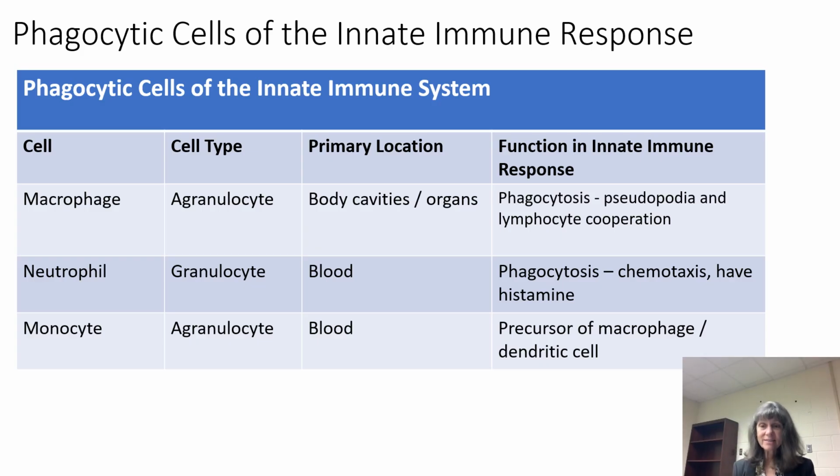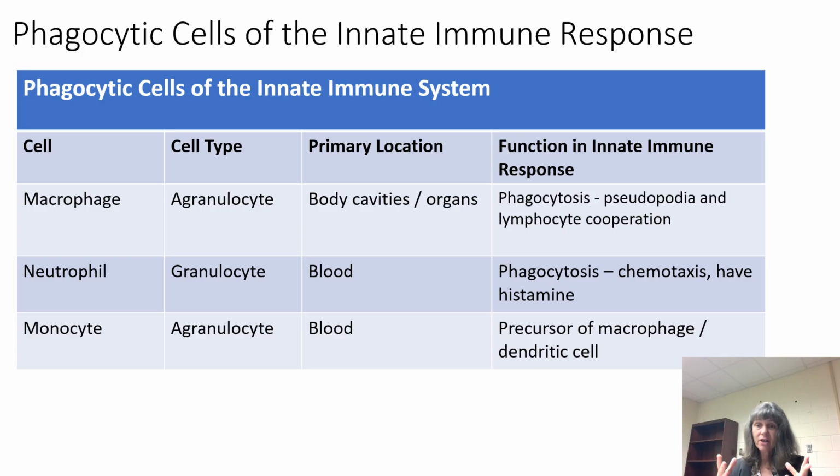When we look at the phagocytic cells involved in the innate immune response, we see that we've got macrophages, which are agranulocytic cells, because when we look at them under the microscope, there are no little grains. So they are agranulocytes. Those are found in body cavities and organs. They are involved in phagocytosis. They actually have little false foot-like processes known as pseudopodia that will extend around a pathogen to engulf it and bring it into the cell. That's a type of endocytosis. And they also help our lymphocytes. We're going to see how they work in the immune system together.